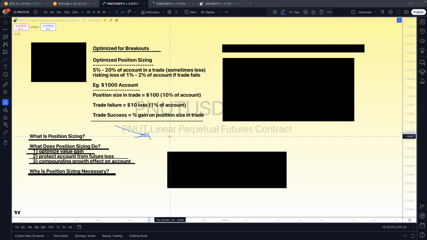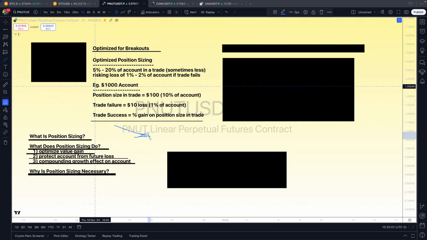If you do a 1 to 2% position size in a trade doing breakouts, the win rate is too low to be viable. You will lose money. You need to push the edge when it comes to your position sizing. The only thing that can't change is that 1% loss.